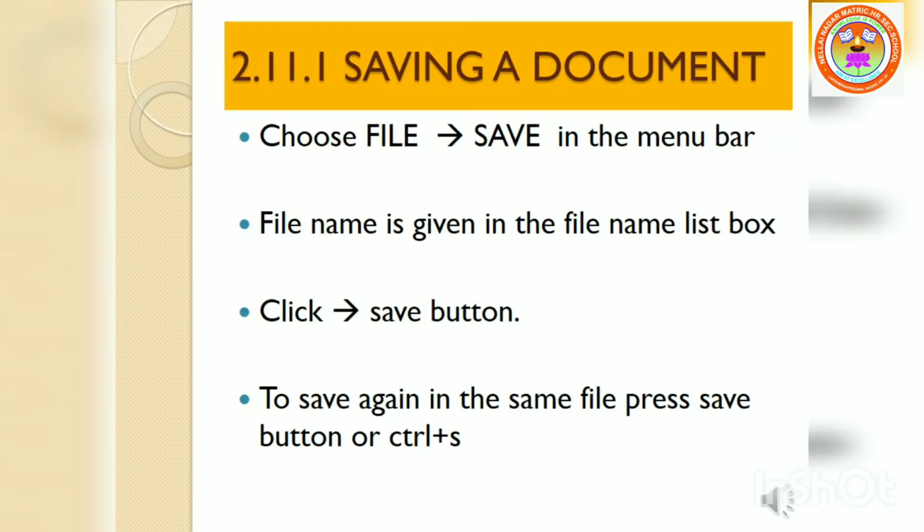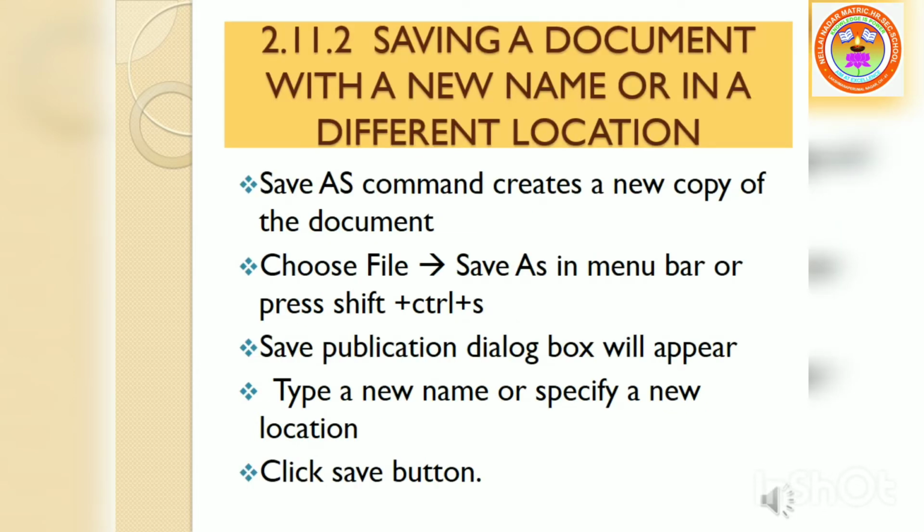What are the steps to save a document? Choose File, Save. The File menu is available, and the Save option is available in the menu bar. The file name should be given in the file name list box. Then click the Save button. After saving for the first time, if you want to save again, you have to press the Save button or Control S.